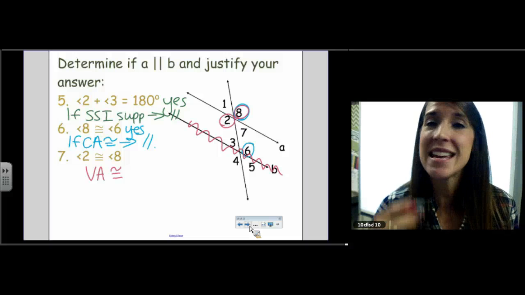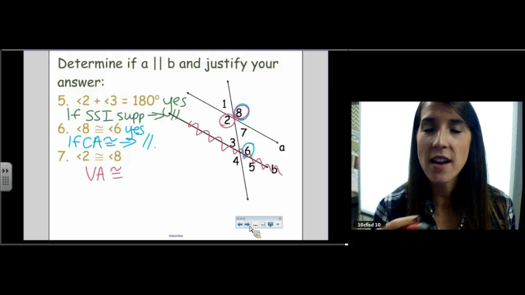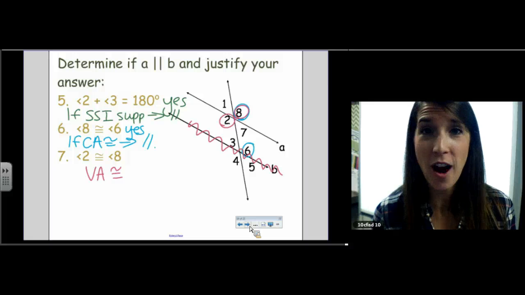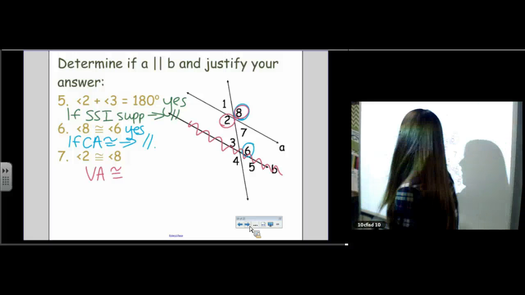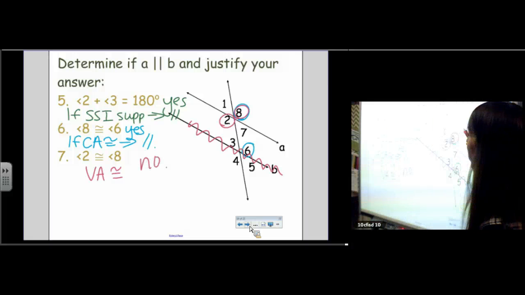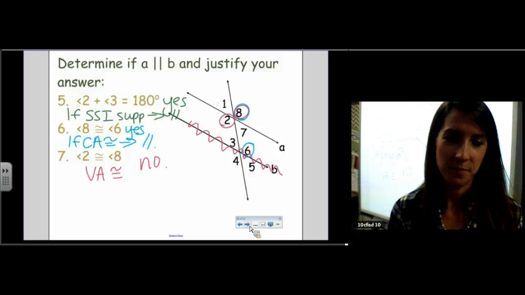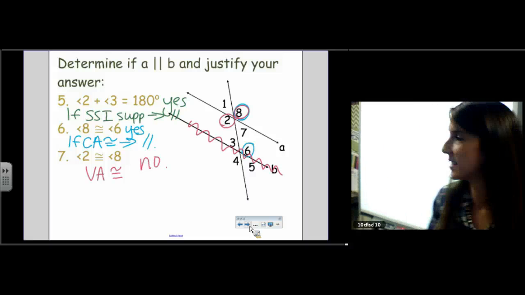So because B is not involved, he is not involved. He's not an accomplice to this crime. So we would say no, the lines are not parallel. That one's a no because B is not involved.